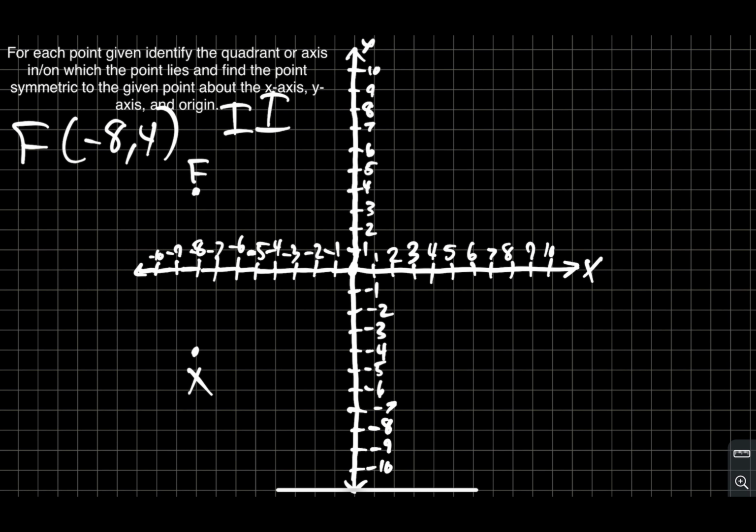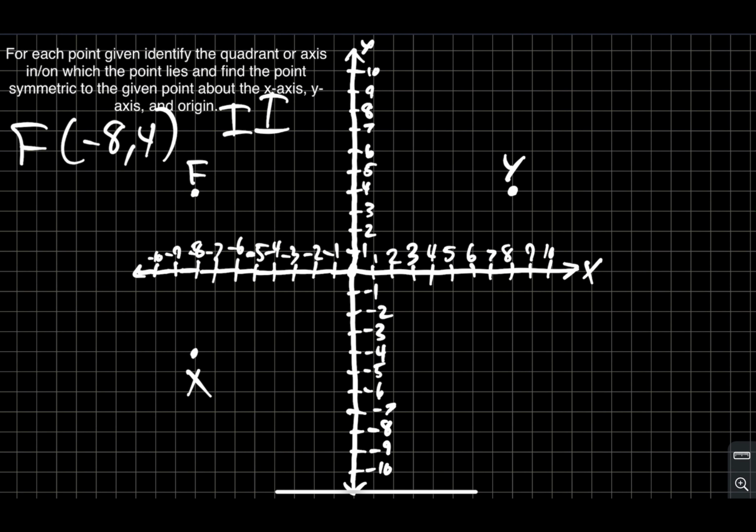Now, if we're trying to find a point symmetric to F about the y-axis, we need to change the x value. So point y, which is that symmetric point, is going to have coordinates of +8, 4. Remember, we need to just change the x value only and keep the y value the same. So that point is going to be located right here. That's going to be point y.